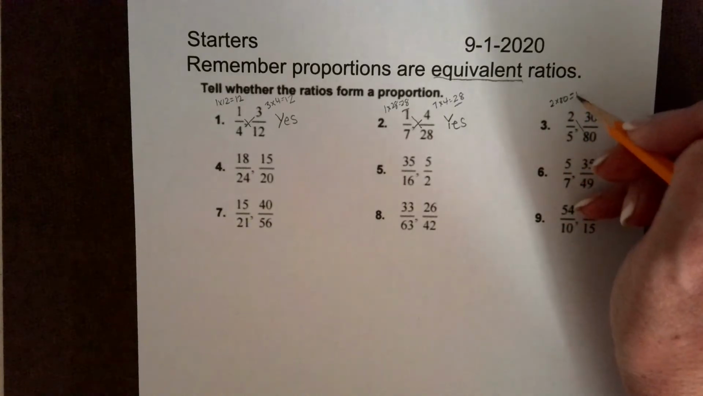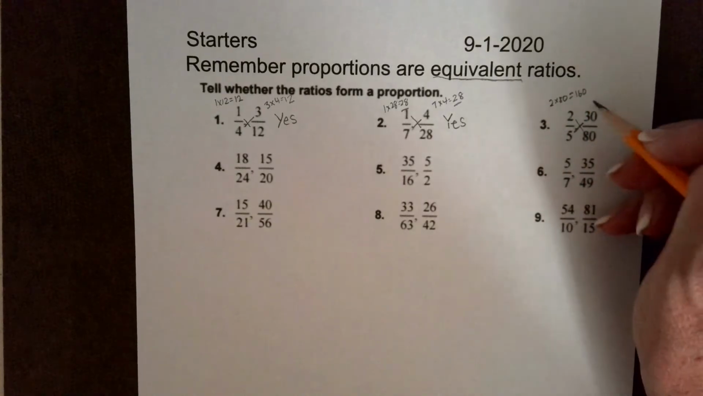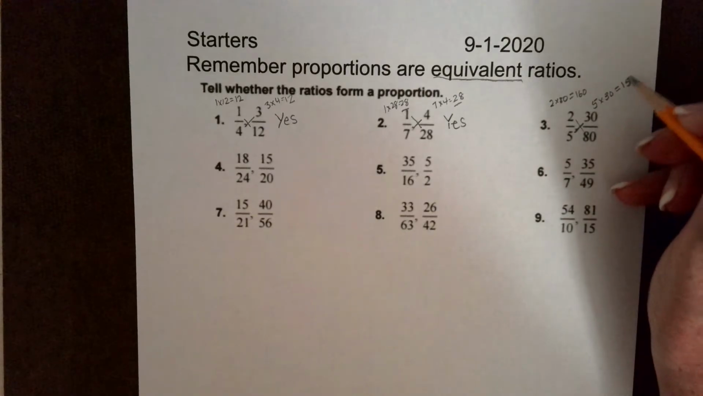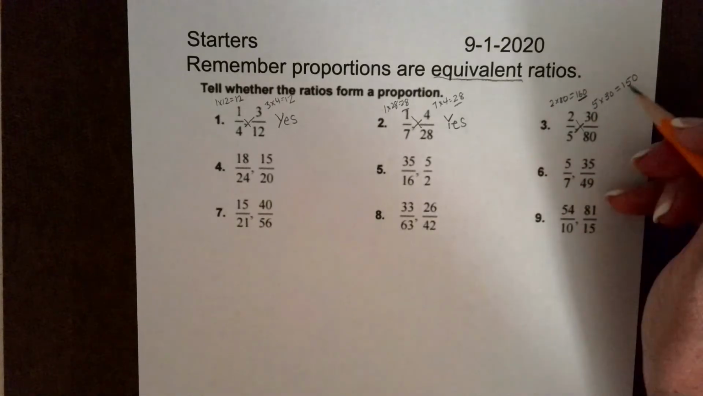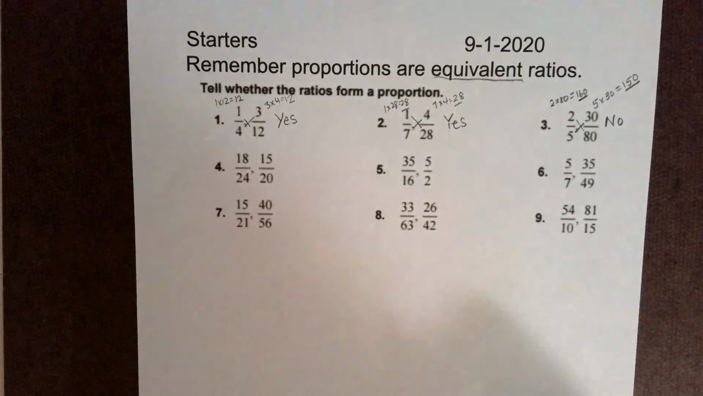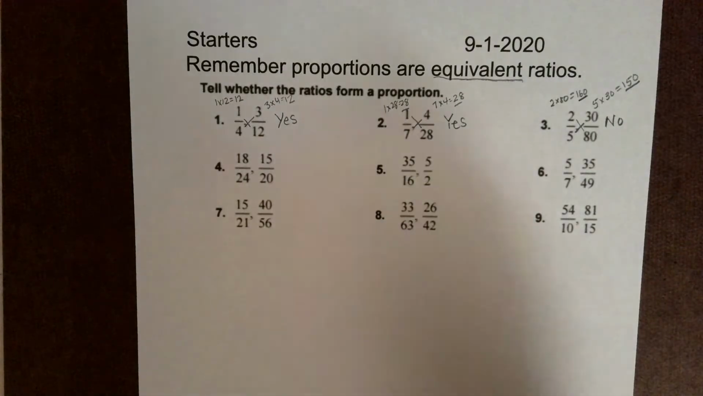2 times 80 is 160. And 5 times 30 is 150. Since these two things don't match, they are not equivalent, so they are not proportions.